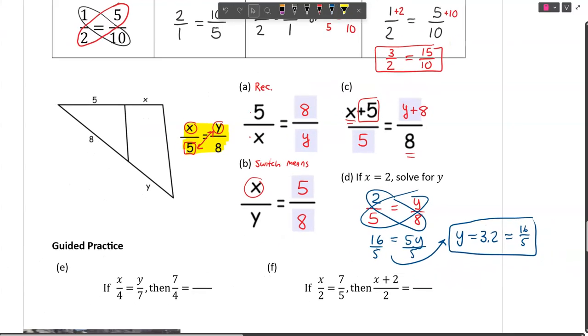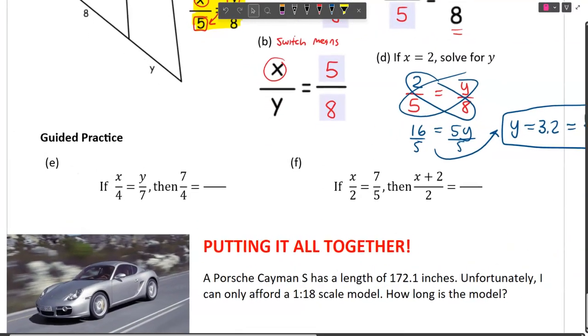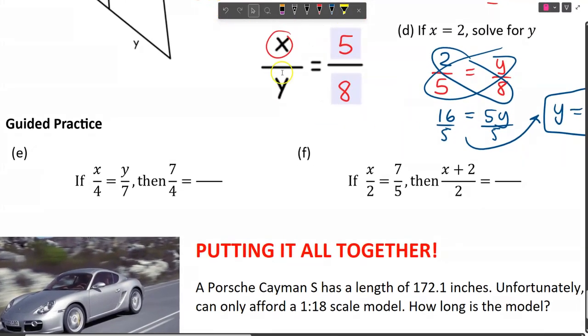So for our last set of practice, I want you to look at E and F. I want you to try to use this same property idea. So pause the video and try that out, and then we're going to end this lesson by putting it all together and talking about a Porsche.